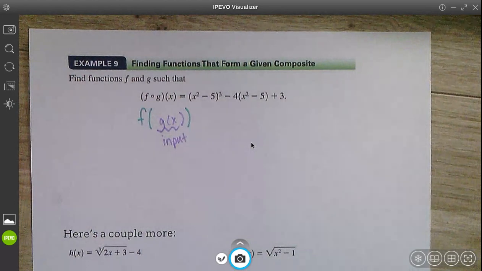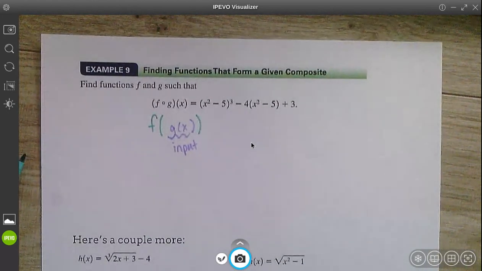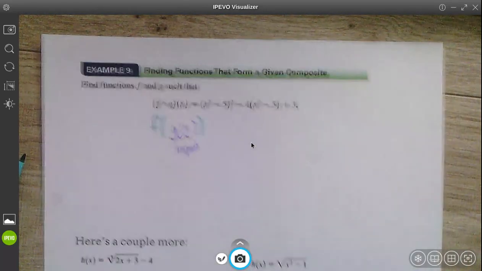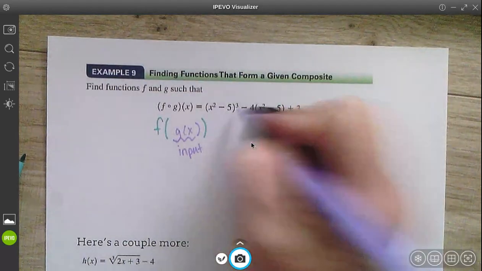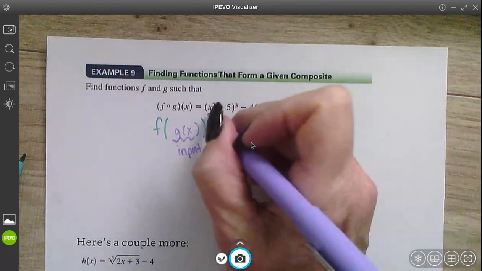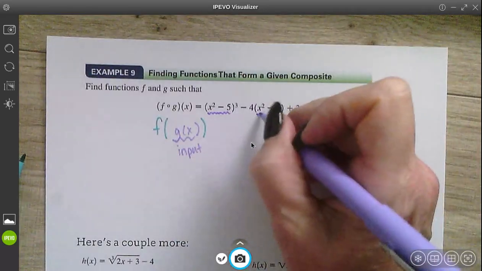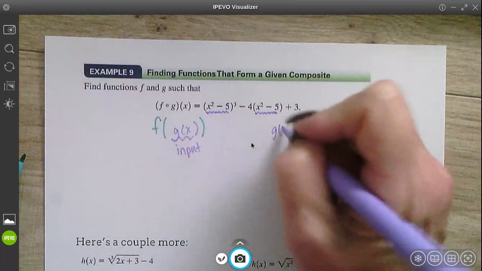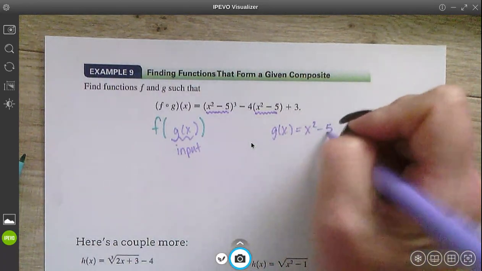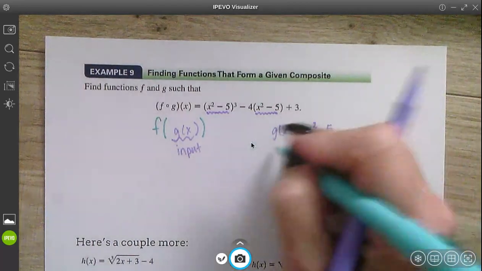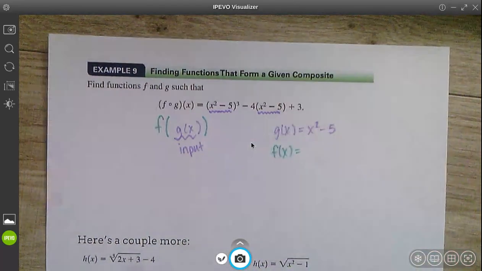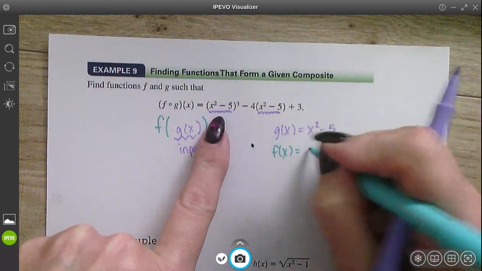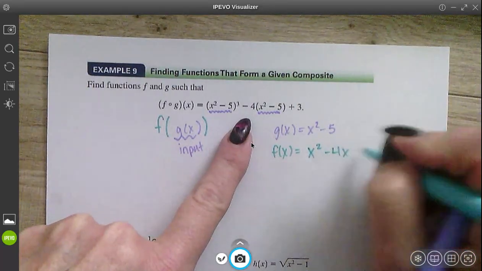There's a couple of ways that you can do problems that look like this. One way is to just take the whole chunk that you see inside something, like x squared minus 5 is inside 2 sets of parentheses, and I could use that as my input. Right there. So I could say that g of x is x squared minus 5. And then when I figure out what f of x is, I just replace everything I just underlined with the letter x. So f of x would be x squared minus 4x plus 3.